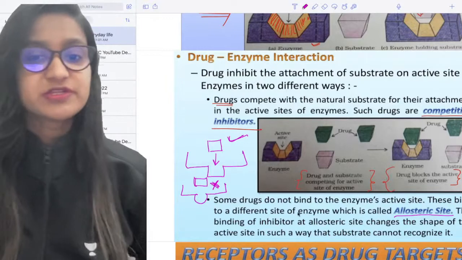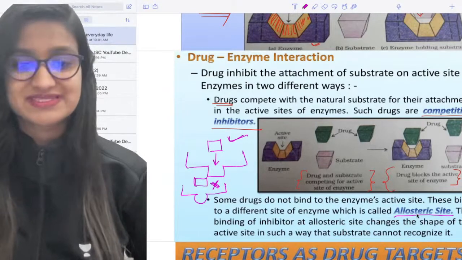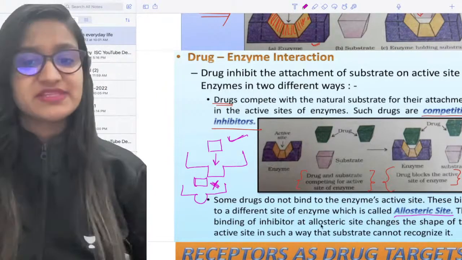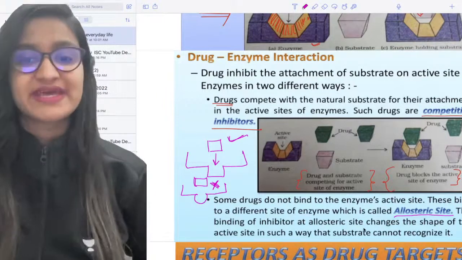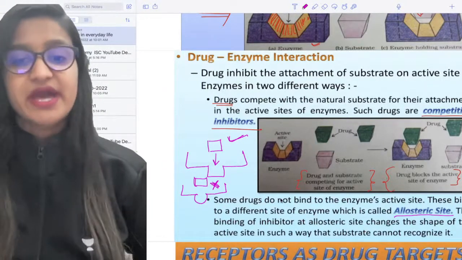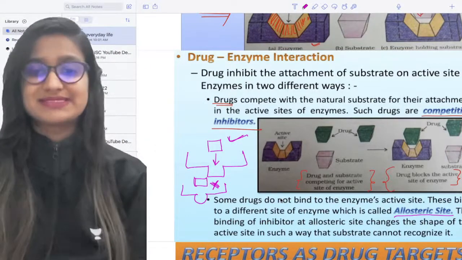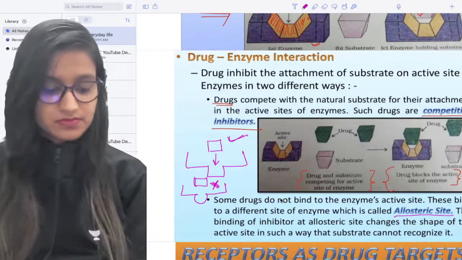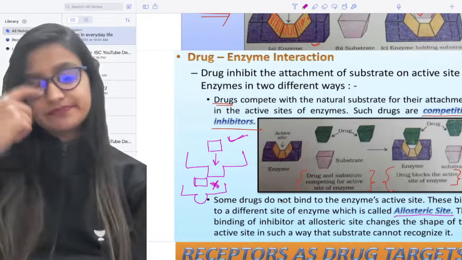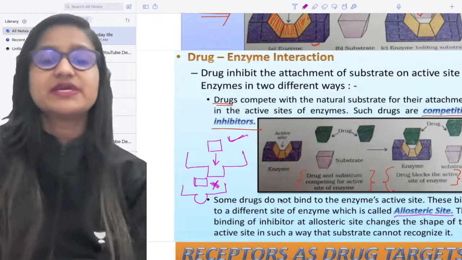Okay, so some drugs do not bind the enzyme's active site. These bind to a different site of enzyme which is called as allosteric site. और इससे क्या होता है? This binding of inhibitor at allosteric site changes the shape of the active site in such a way कि अब जो substrate है it won't be able to recognize it. So in this way it changes. ठीक है? That's what happens. Okay.